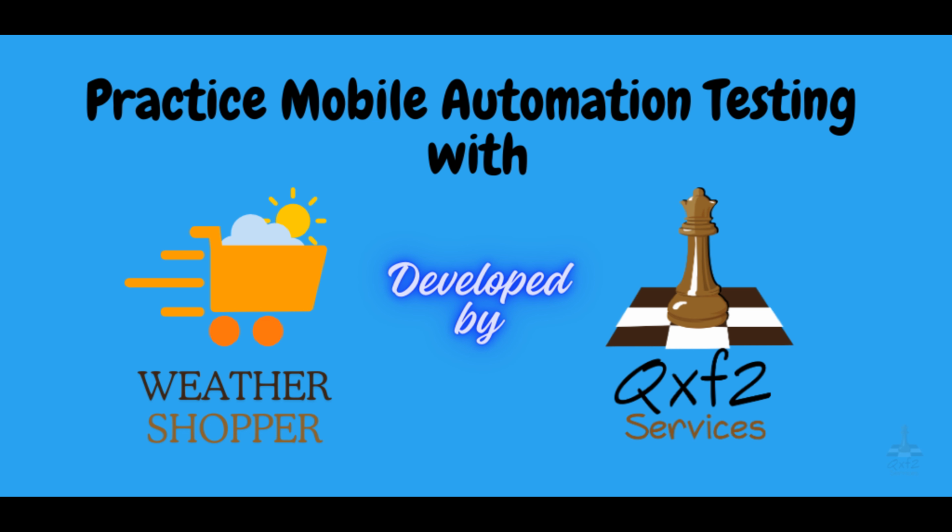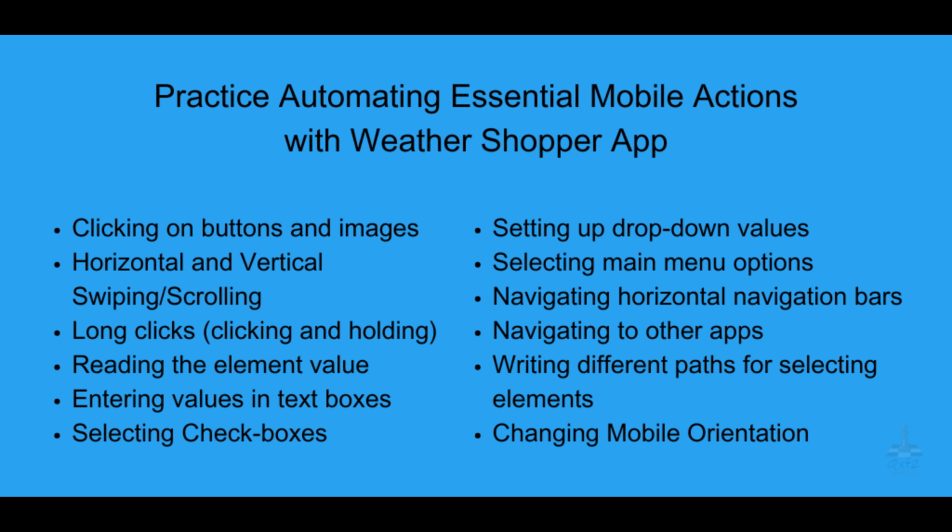It is designed to help testers who want to learn Appium Automation and practice it to improve their automation and programming skills. The Weather Shopper application offers a rich set of mobile-specific features and functionalities. With its help, you can practice various common mobile actions such as clicking on buttons and images, horizontal and vertical swiping, scrolling, long clicks, reading element values, entering values in text boxes, selecting checkboxes, setting drop-down values, selecting main menu options, navigating horizontal navigation bars, navigating to other apps, writing different paths for selecting elements, and changing mobile orientation.